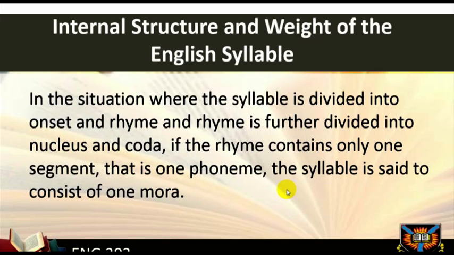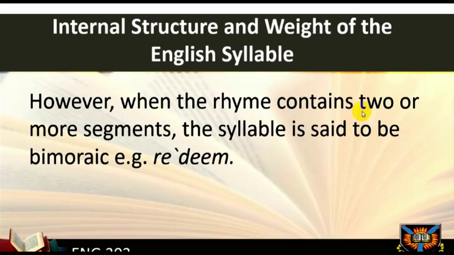The following are some of the various ways by which the syllable has been divided into its internal structures in various literatures. The symbol sigma stands for syllable henceforth, wherever it may be found. In the situation where the syllable is divided into onset and rhyme, the rhyme is further divided into nucleus and coda. If the rhyme contains only one segment, that is one phoneme, the syllable is said to consist of one mora. However, when the rhyme contains two or more segments, the syllable is said to be bimoraic, e.g., redeem.